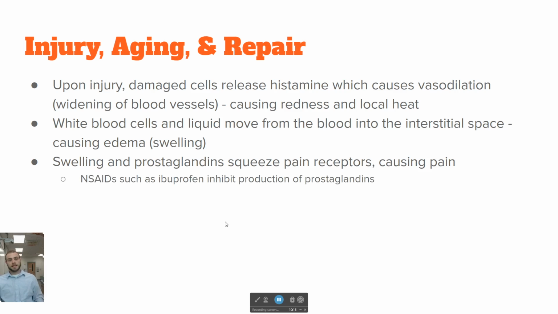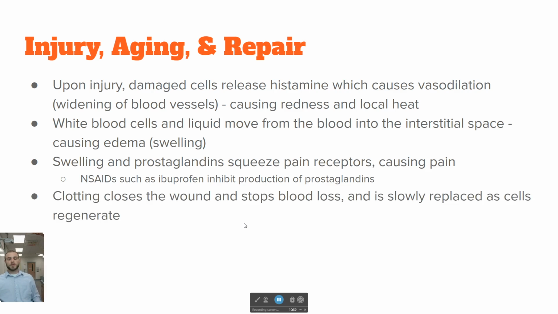Different things like NSAIDs, which includes ibuprofen, inhibit the production of prostaglandins. When you take ibuprofen, it travels to those cells that are producing the prostaglandins and inhibits them, and now that you don't have prostaglandins being produced, your body is not recognizing that you are in any pain.